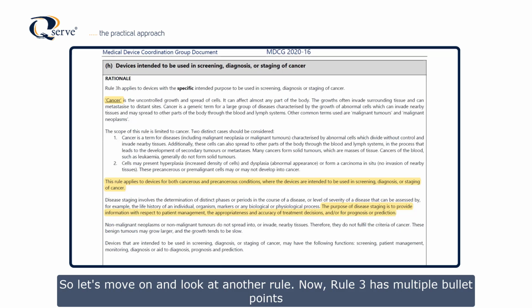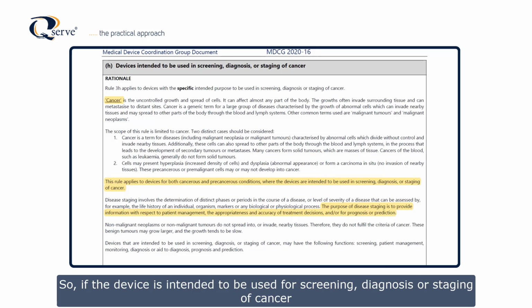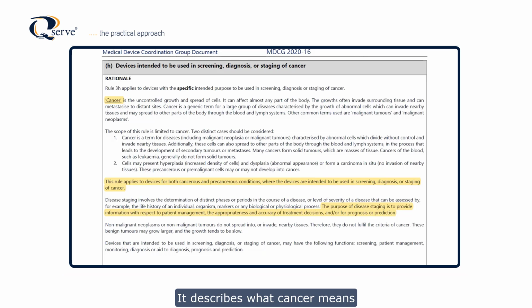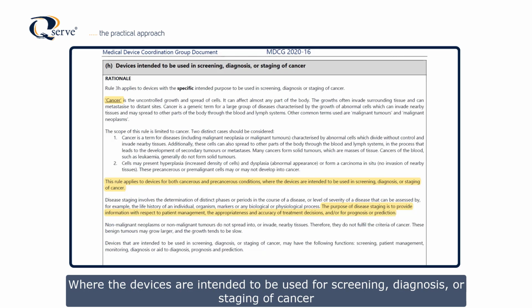Now, Rule 3 has multiple bullet points, and I'm now looking at Rule 3H, and this particular rule looks at cancer. So it's devices intended to be used for screening, diagnosis, or staging of cancer. So first of all, it describes what cancer is. It doesn't say tumours, because we do have benign tumours. It describes what cancer means. But it also says that this rule covers both cancerous and also precancerous conditions, where the devices are intended to be used for screening, diagnosis, or staging of cancer.